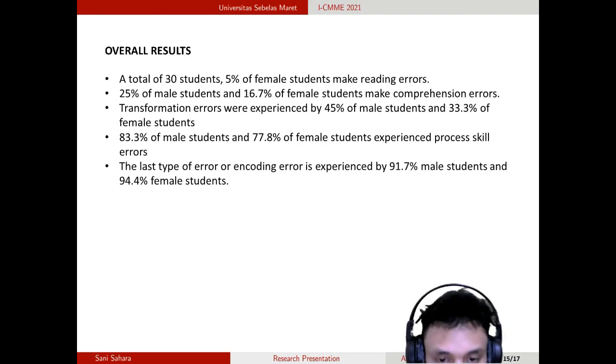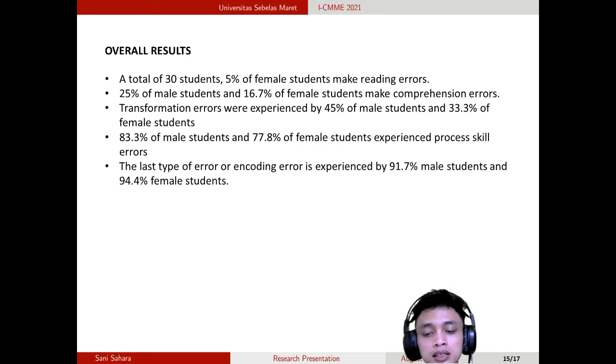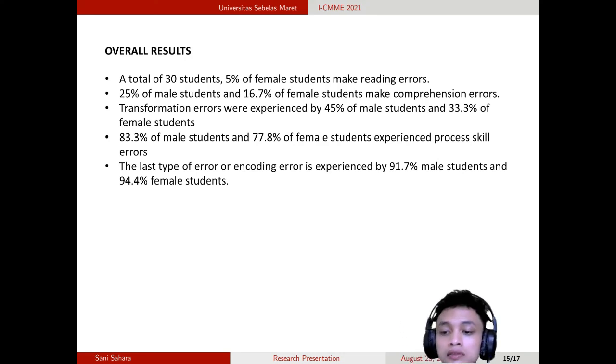And the last type of error, or encoding error, is experienced by 91.7% of male students and 95.5% of female students.